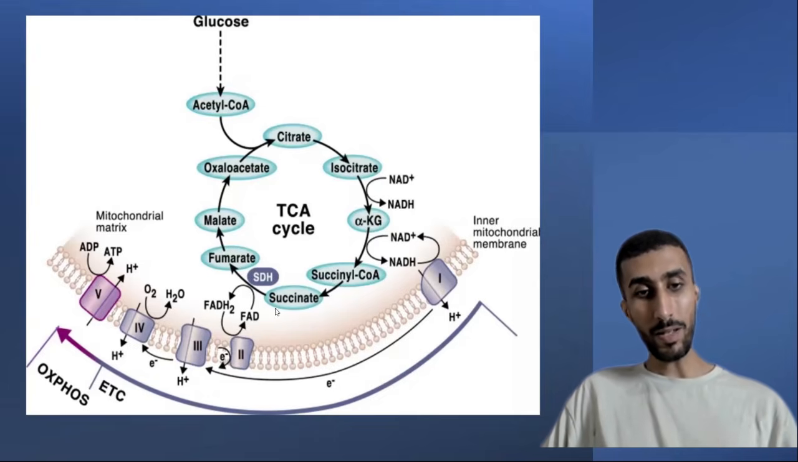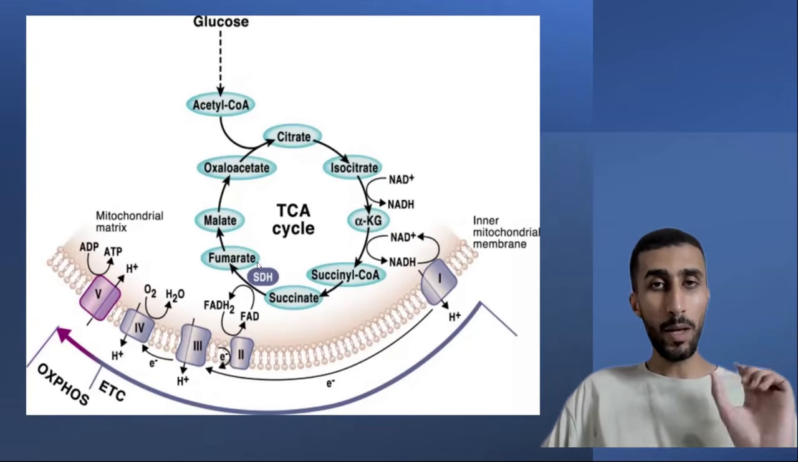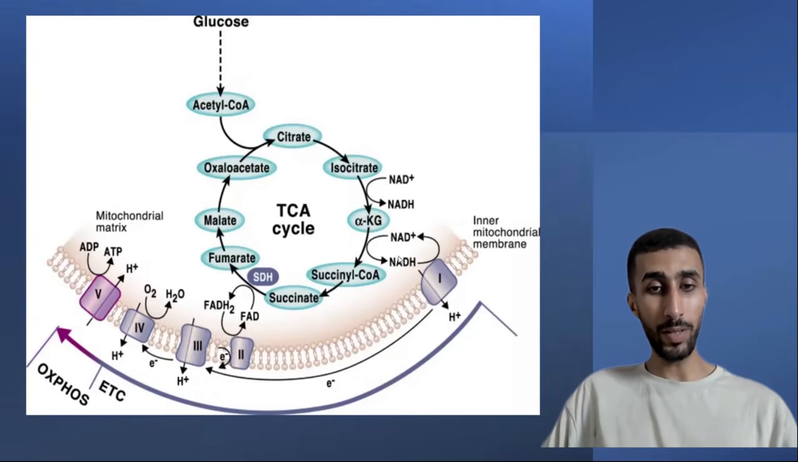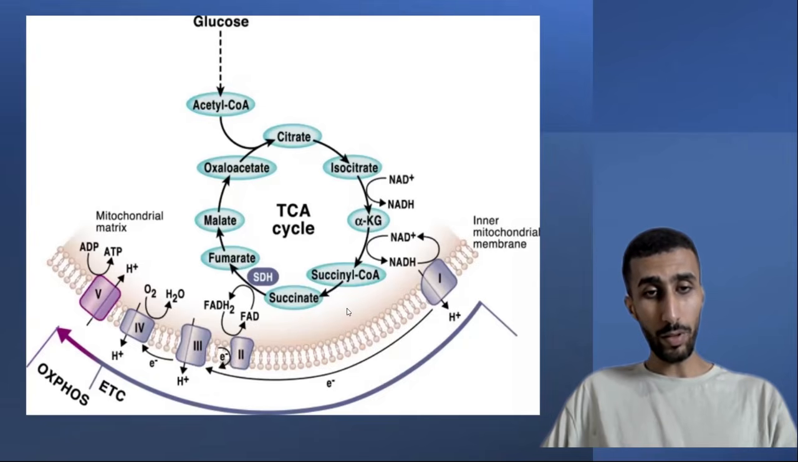Next is succinate dehydrogenase. Succinate dehydrogenase converts succinate into fumarate, but this produces FADH2 instead of NADH. So this is the second part of the electron transport chain. The first part is NADH dehydrogenase. The second part is the succinate dehydrogenase complex. Then we have cytochrome B and cytochrome C. These are also parts of the electron transport chain.